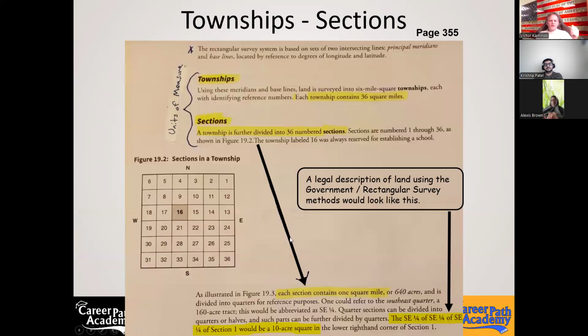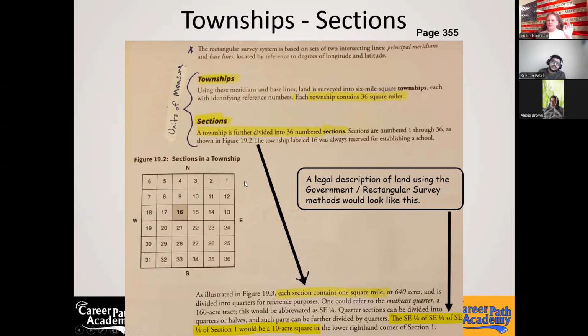So this is what a township looks like. As you can see, each township is numbered, and each township is located by degrees of latitude and longitude on a map. And then once you locate one of these townships, the townships are broken down into 36 squares, 36 sections, and each one of those sections is 1 mile squared. This is how it starts.